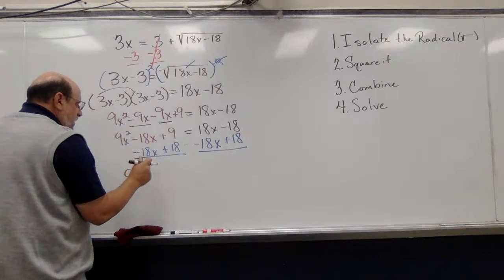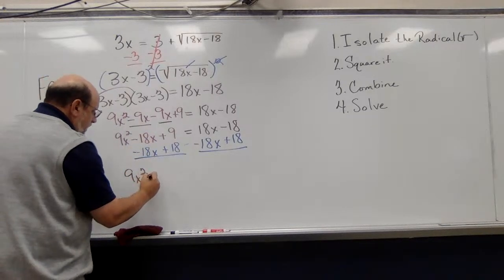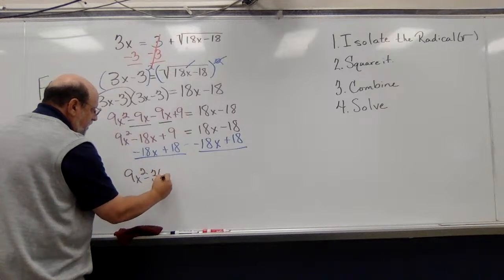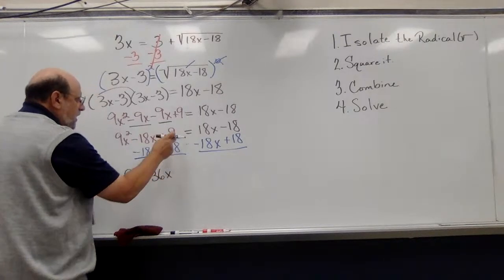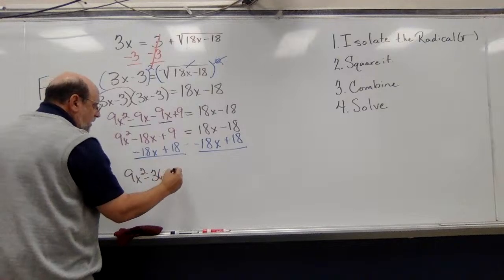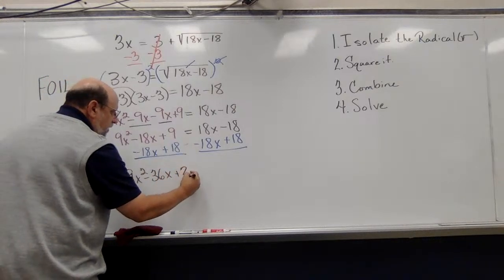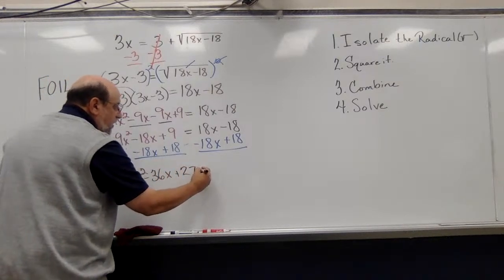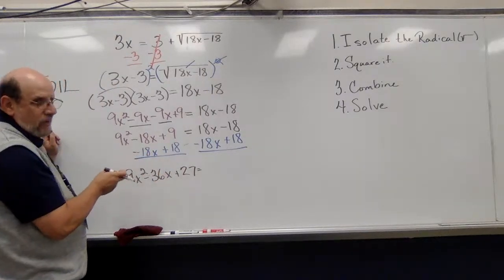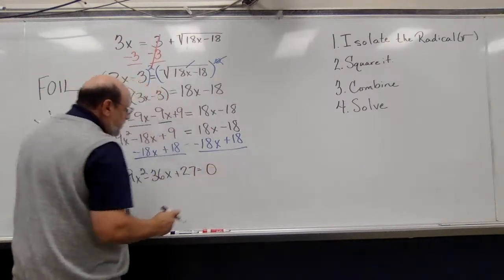Minus 18, what is that? Minus 36x, and then 9 plus 18 is 27. And if you look at this bad boy, now we got something cooking equal to 0.